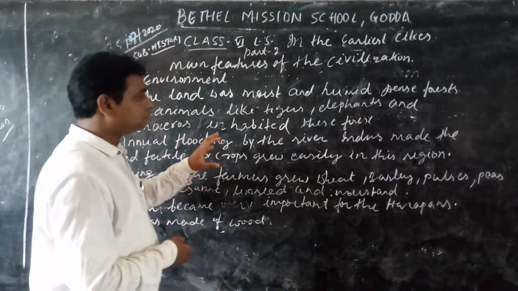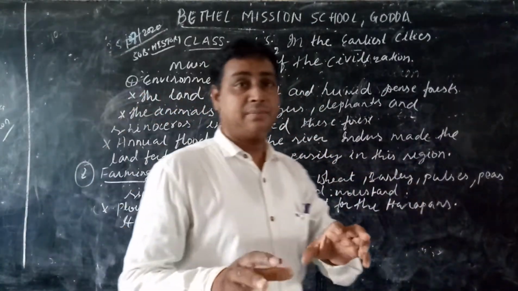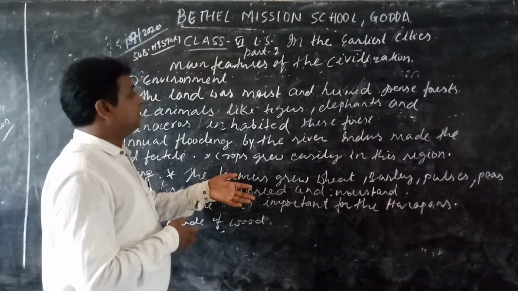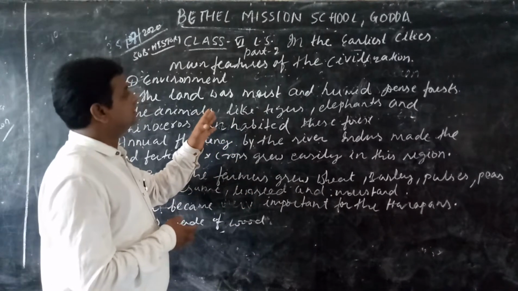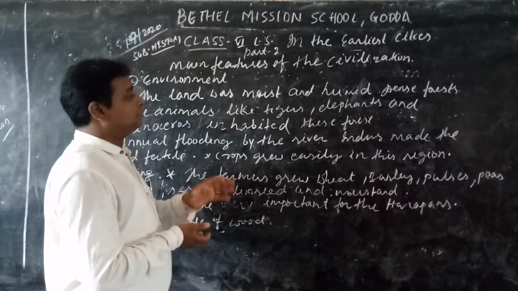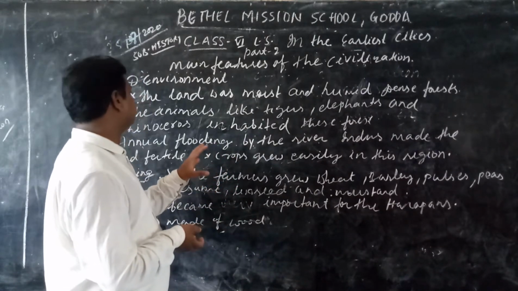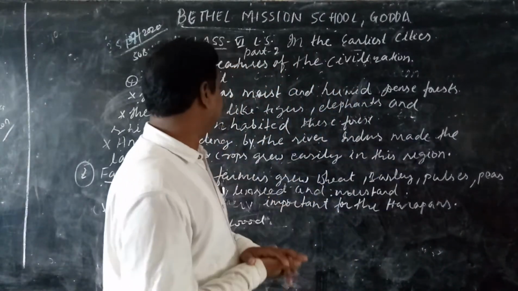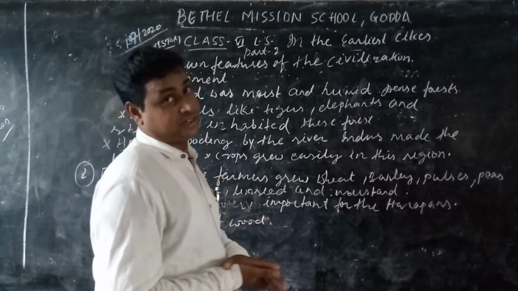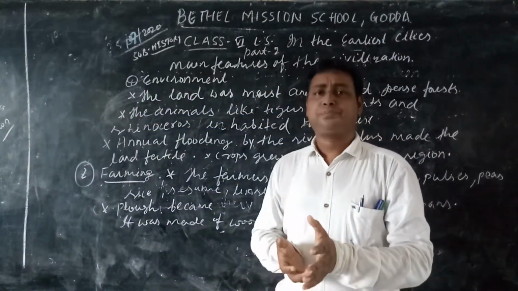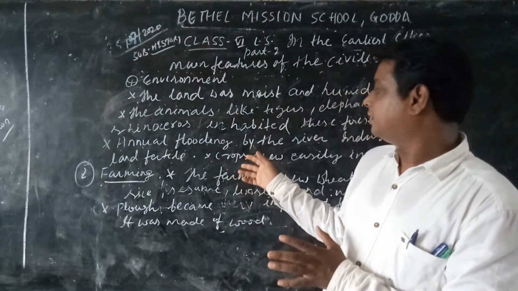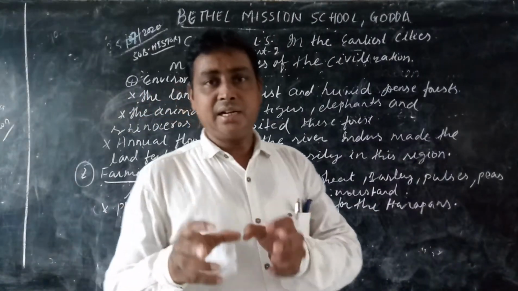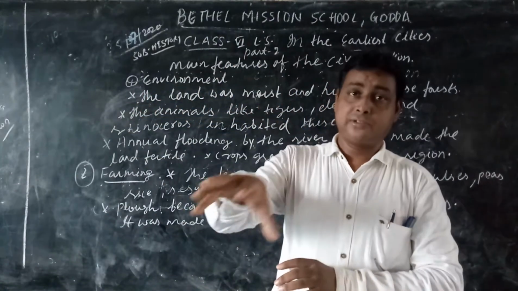The climate was not dry, and the temperature was not as high as today. The weather was good. There was annual rainfall, and the annual flooding by the river Indus made the soil fertile. The Indus river was full of water, and its tributaries were also full of water.